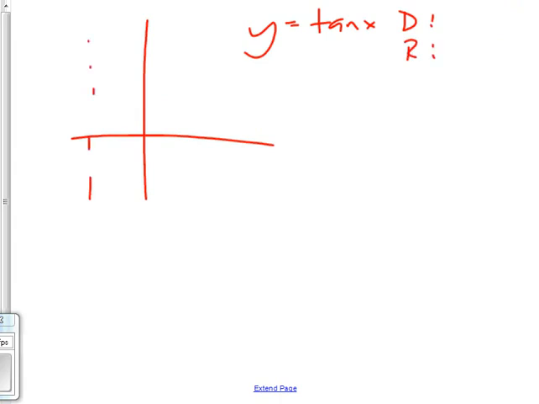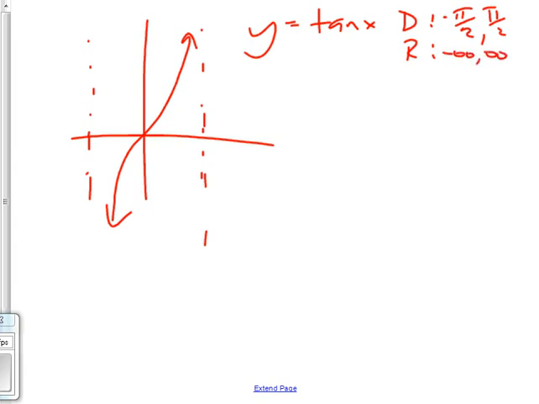Normal tangent has all that beautiful symmetry. Remember how normal tangent looks like this? What's its domain? It doesn't go forever. It goes between here and here, which is between what? -pi/2 to pi/2. And what's the range of this? Is there any limit? No limit. -infinity to positive infinity.